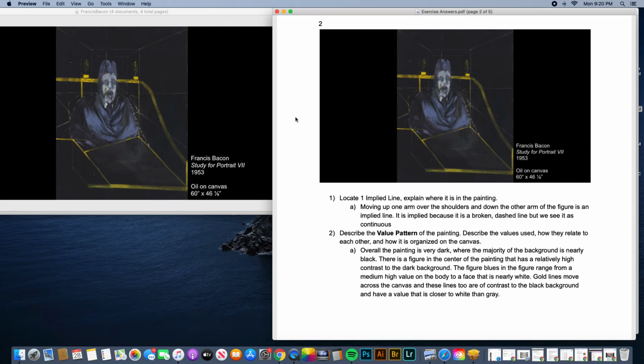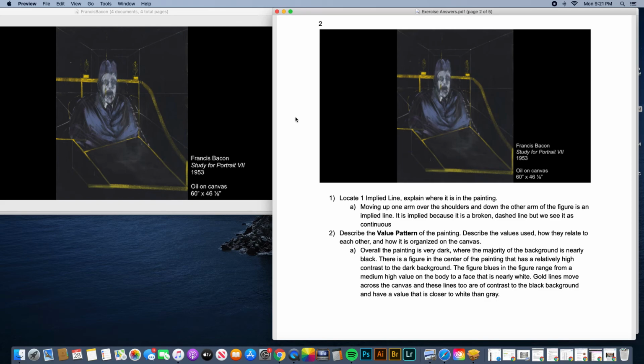Let's review. What is an implied line? An implied line is essentially a line, but it's a line of, say, dots or dashes. It's a line that's been broken. Sometimes you'll see implied lines in, say, window panes going down a building. They're all in a straight line. They're all lined up with each other. That would be an implied line.